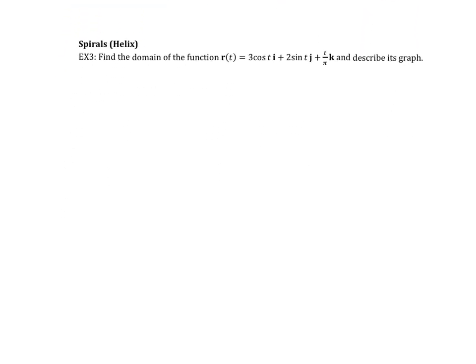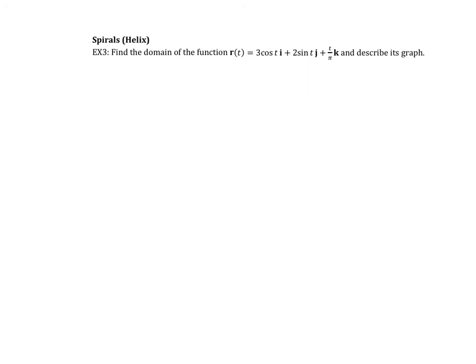Now, something else that may come up in this section is the use of technology to graph some odd shapes. If you don't have this technology, I'll just do one example here. And this would be of a spiral, or sometimes called a helix. This comes up a lot in physics when you're dealing with springs.